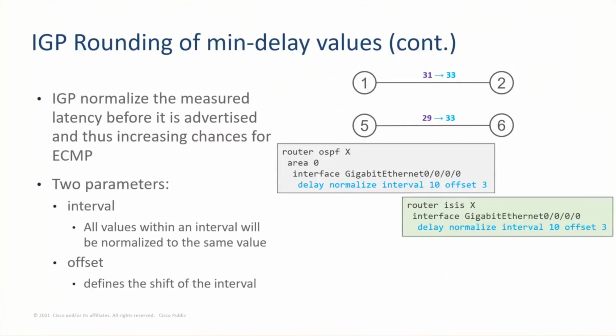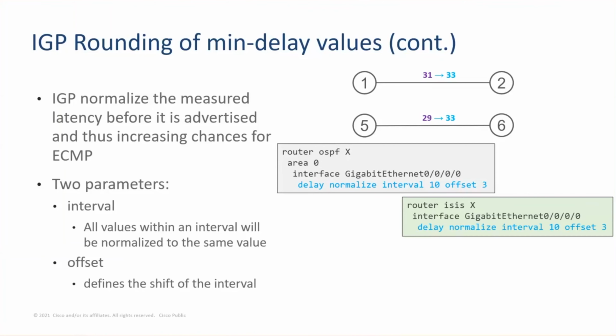So if I take a look at the links from 1 to 2 or from 5 to 6, I would like to be able to configure OSPF to normalize the delay before it is advertised in the IGP. Now, it's important to remember the measurement of the latency on the link is being done by performance monitoring, which is another building block in IOS XR. And that performance monitoring process will give the delay to the IGP.